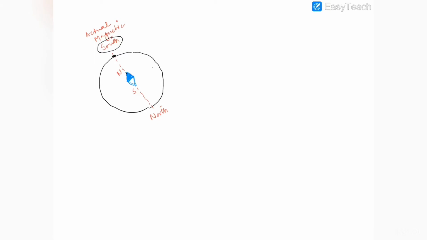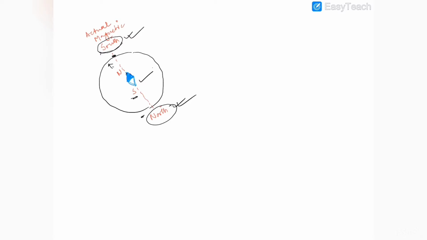Now we all know that a compass is nothing but a magnet itself. So when the compass's north pole is pointing towards this particular pole, this pole would be the magnetic south pole, because we all know that a magnet's north pole will attract the south pole and a magnet's south pole will attract the north pole. So this is Earth's actual magnetic south pole and this side is Earth's actual magnetic north pole.